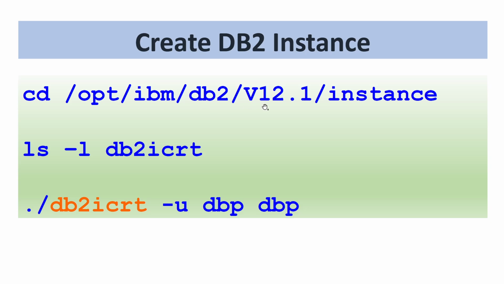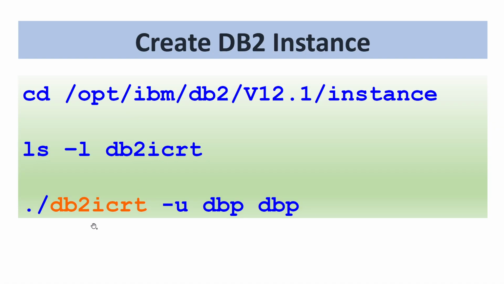This is the default directory where DB2 will get installed. While installing the DB2 database software, you have the choice of changing it. If you don't change it, this is the default location where the software will get installed. Under that, you will find a directory called instance. Go to that directory, and under the instance subdirectory you will find another utility called db2icreate, which we will use to create our DB2 instance.